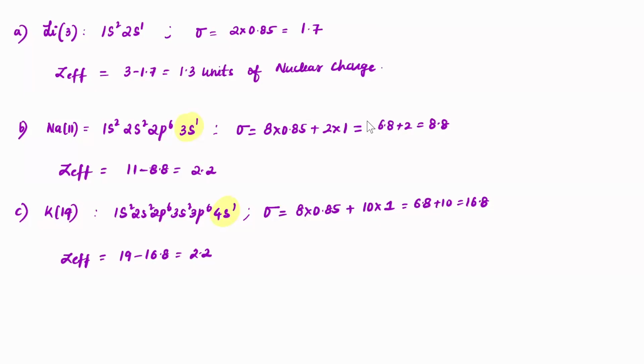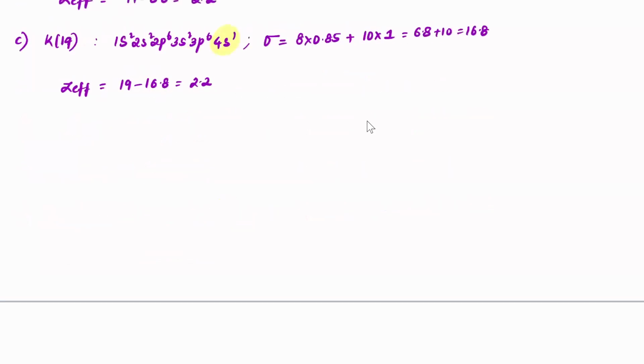So as the new shells are being added, because lithium will have 2s1, sodium will have 3s1, potassium will have 4s1, and so on, the number of shells are increasing. Hence, we can say that since Z effective is constant and the number of shells are increasing, the size of the atom automatically increases. In fact, it increases drastically. So that is the important note to be learned here.